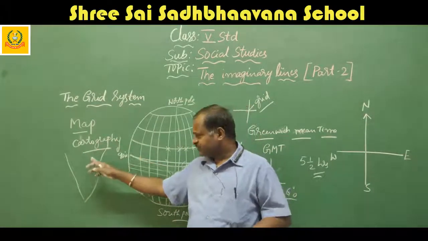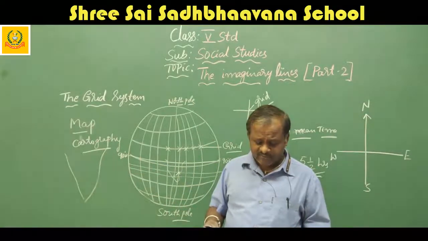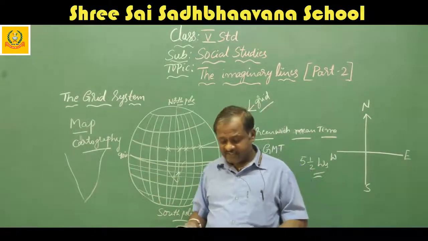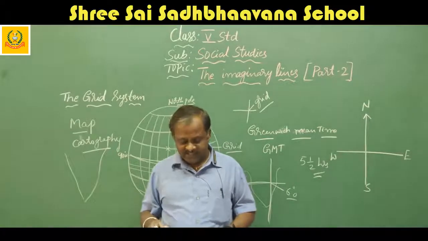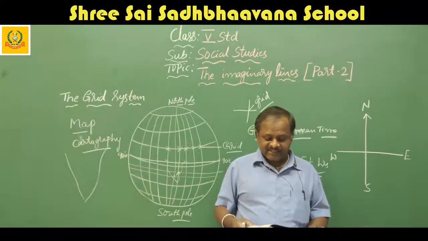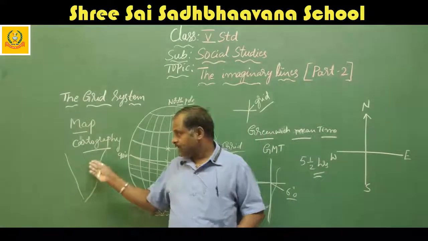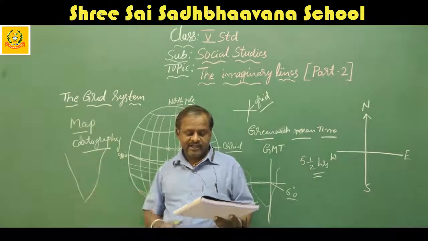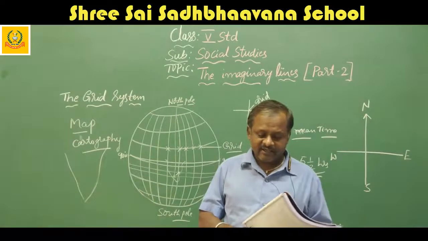Next, what are the uses of maps? We will look at the physical features, political divisions, weather, climate, agriculture, industries, minerals, trade routes, etc. Everything we can locate on the map. A book of maps is called an atlas.